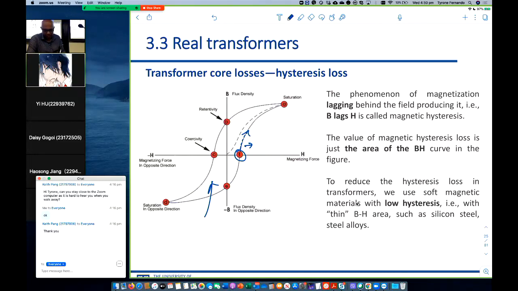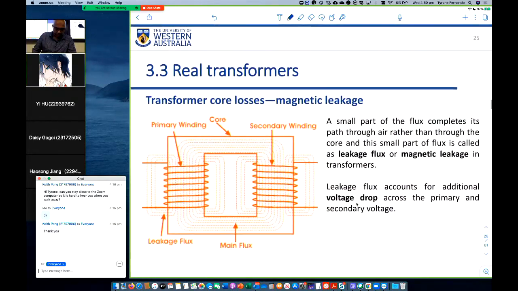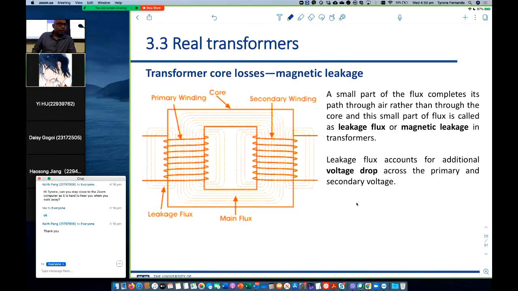So as H increases, it takes one path, and as you decrease H, then it takes a different path. So the mapping for B to H is not one-to-one. It has this shape that is shown in this figure, and the area enclosed in that hysteresis curve is the hysteresis loss. So then that is some kind of a loss. So there are two types of losses in the transformer. One is the eddy current losses, and the other one is hysteresis loss, which has to be taken into account in a model for a transformer.